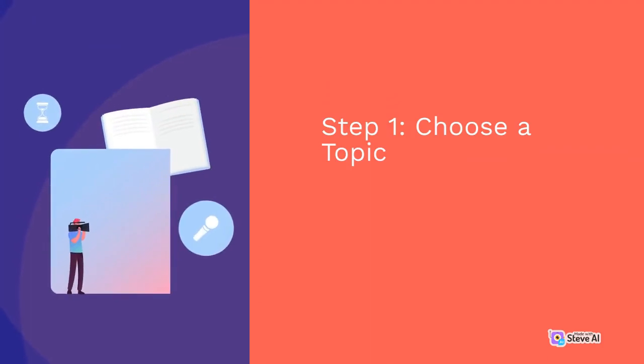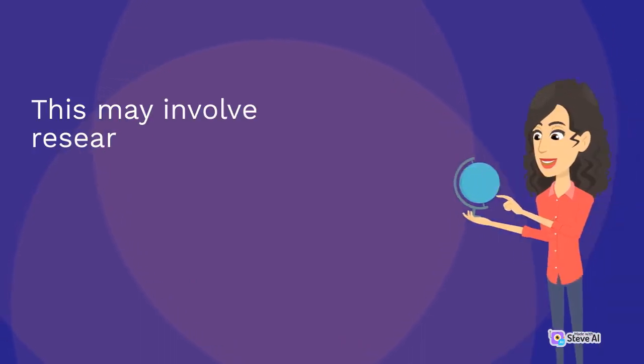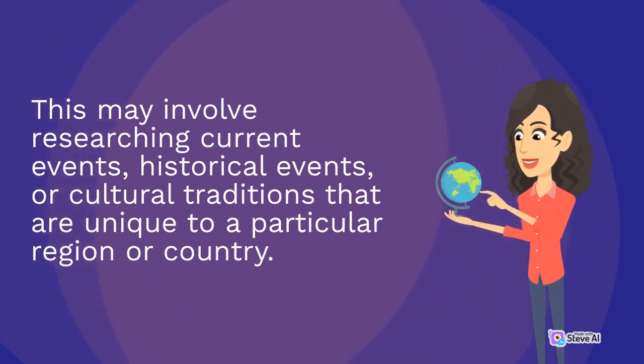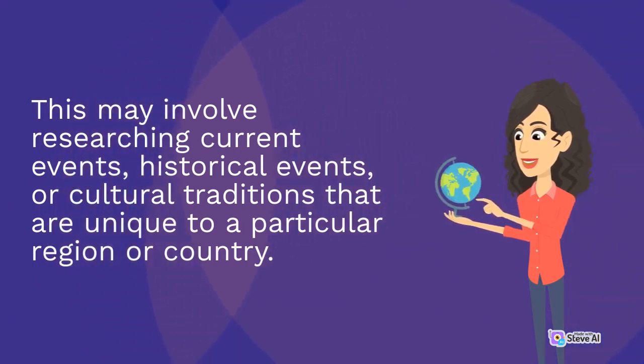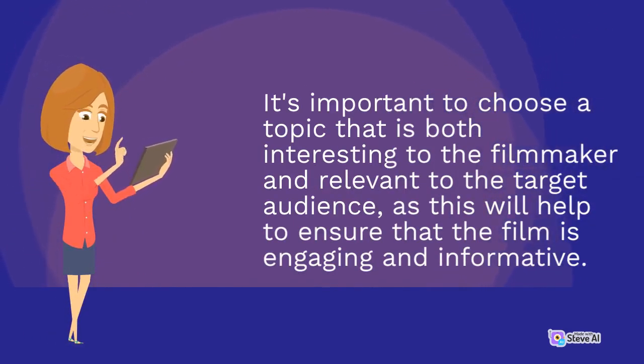Step 1. Choose a topic. The first step in creating a film about music and performing arts is to choose a topic that is both compelling and relevant. This may involve researching current events, historical events, or cultural traditions that are unique to a particular region or country. It's important to choose a topic that is both interesting to the filmmaker and relevant to the target audience, as this will help to ensure that the film is engaging and informative.